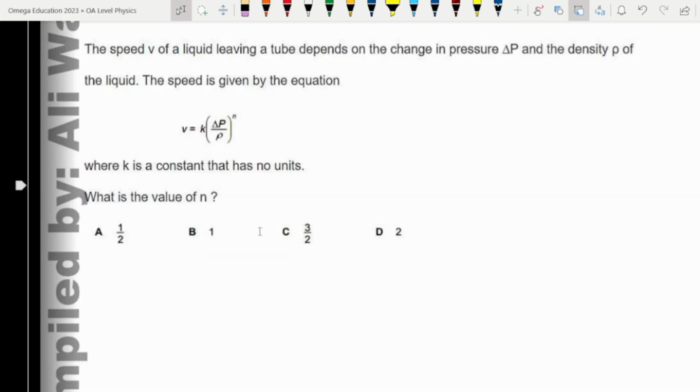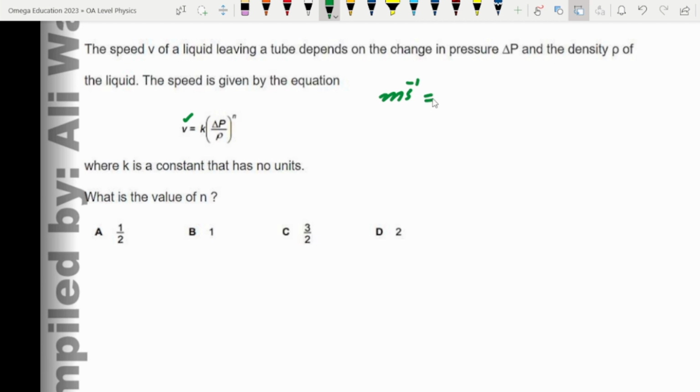Alright, here we have another question and the last one for today. V equals k times delta p over rho, raised to the power n, where k is a constant that has no units. Find the value of n. Okay, we can do it. V represents the speed, so speed would be measured in meter per second. I'm just inserting the units one by one of all the quantities. Speed is in meter per second.